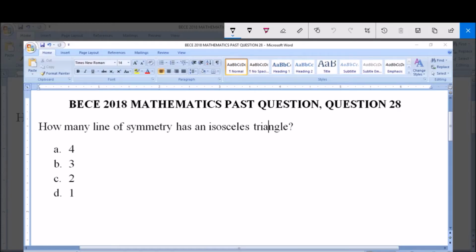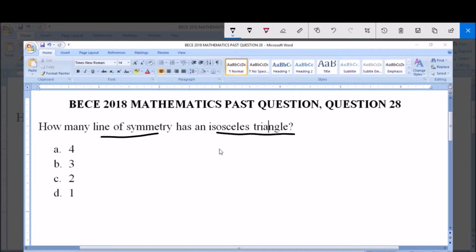Today we're going to be dealing with BECE 2018 Mathematics Past Question, question 28. How many lines of symmetry has an isosceles triangle? A, 4; B, 3; C, 2; and D, 1. So we are asked for the number of lines of symmetry an isosceles triangle has.